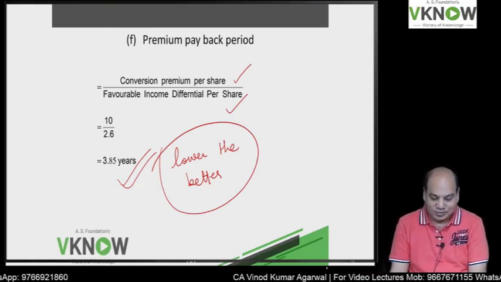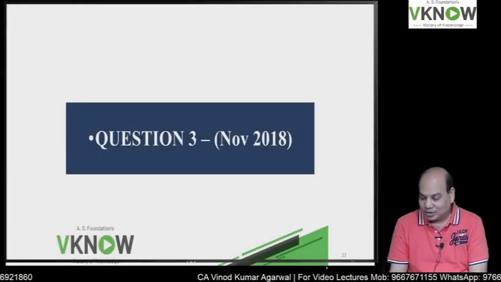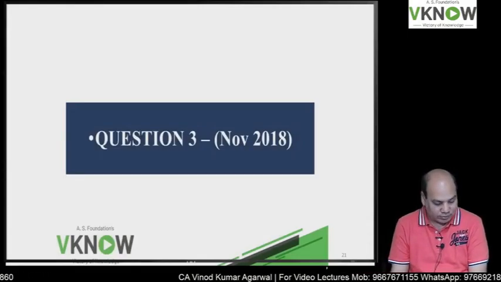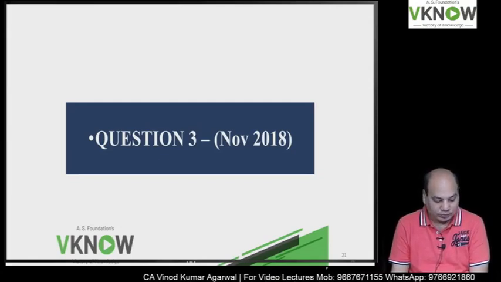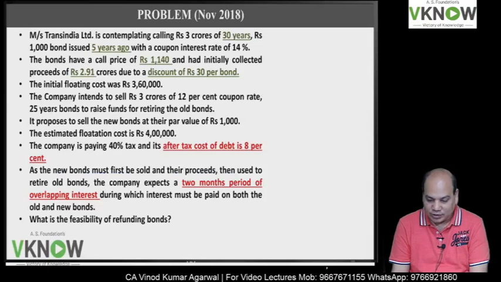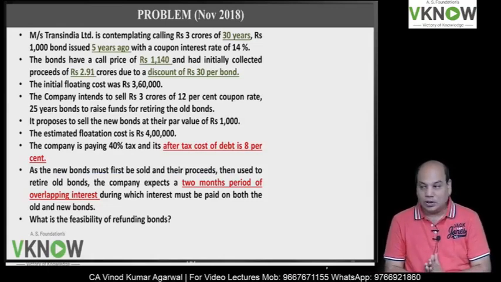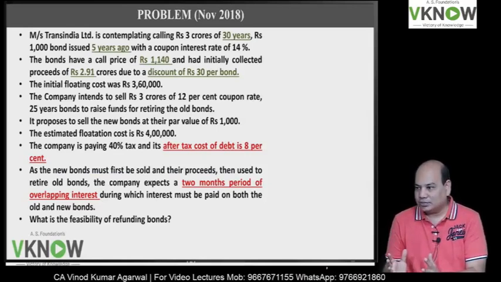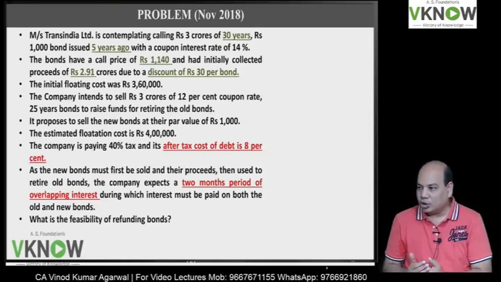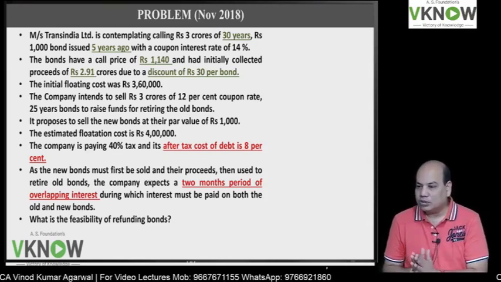Question, which question? Question 3. But what is the importance of this question? It is based on callable bond. Yes, one student correctly guessed. We are going to take a question on buyback of a bond, callable bond, where the company has the right to call back the bond before the maturity. That is called callable bond.